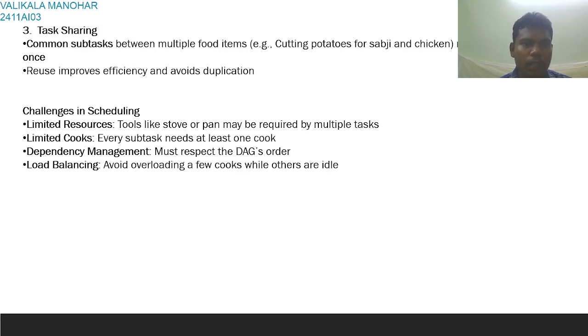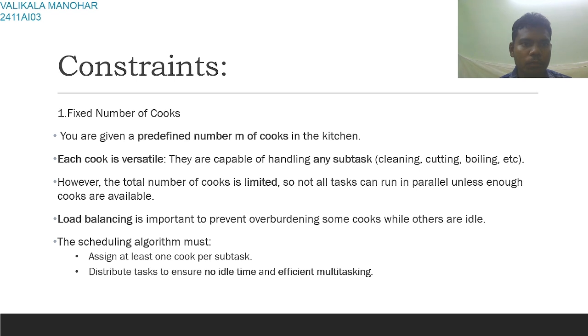Task sharing. Common subtasks between multiple food items, for example cutting potatoes for sabji and chicken, need to be done only once. Reuse improves efficiency and avoids duplication. Challenges in scheduling: limited resources. Tools like a stove or pan may be required by multiple tasks. Limited cooks. Every subtask needs at least one cook. Dependency management must respect the DAG's order. Load balancing. Avoid overloading a few cooks while others are idle.